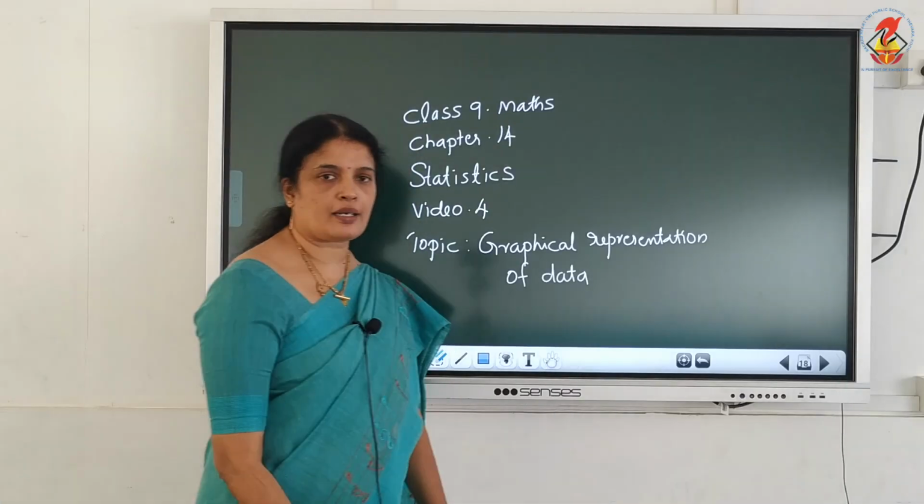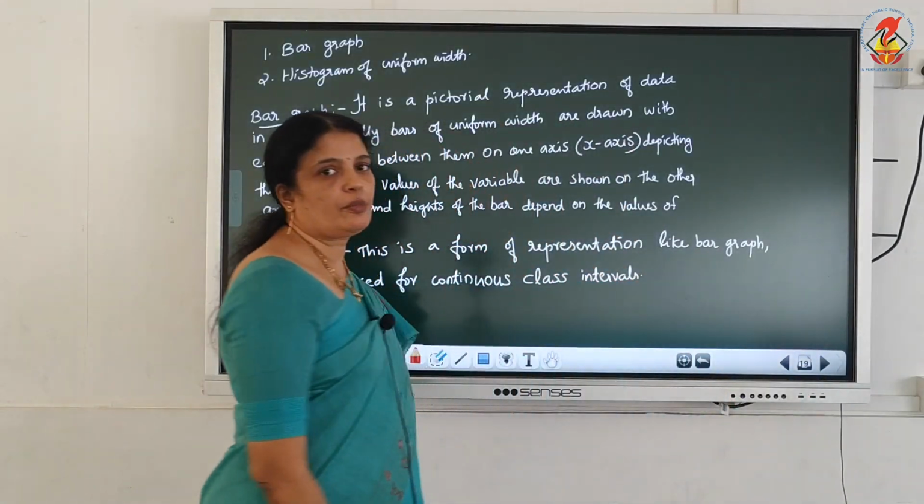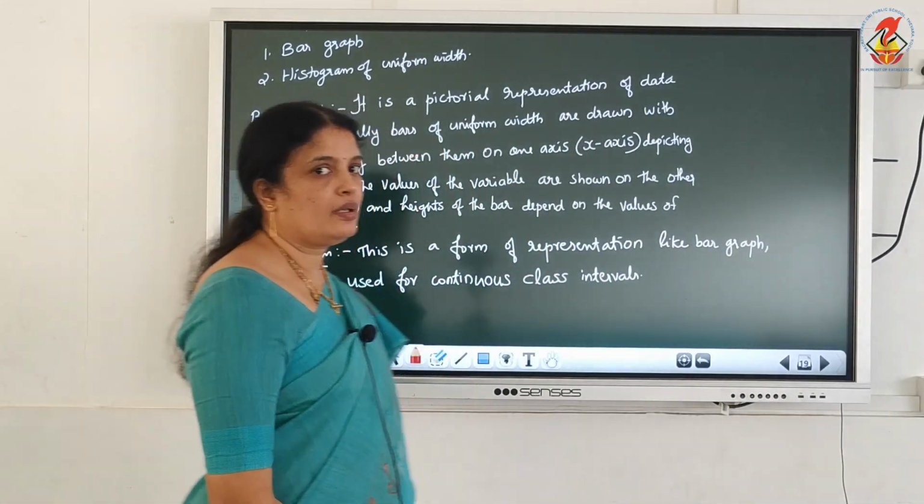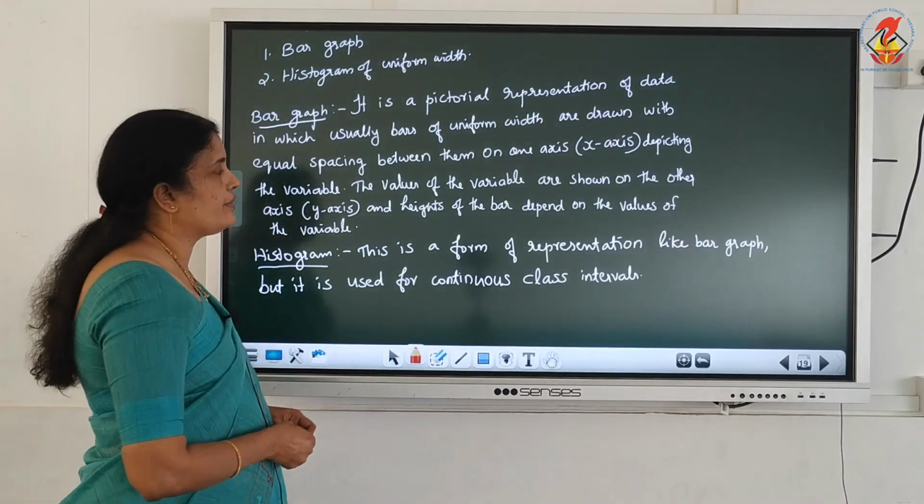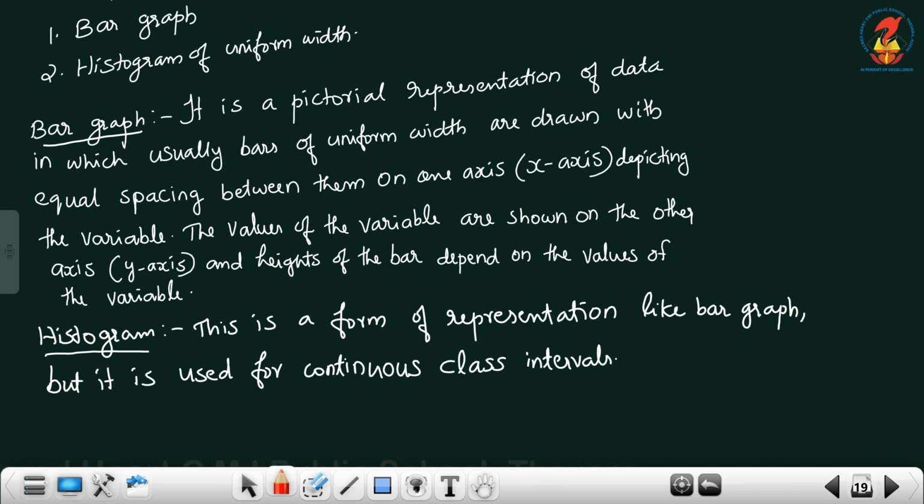Next topic, graphical representation of data. Can you remember the histogram and bar graph? Here the same thing. A bar graph is a pictorial representation of data in which usually bars of uniform width are drawn with equal spacing between them on one axis, x-axis or y-axis, depicting the variable. The values of the variable are shown on the other axis, that means y-axis, and heights of the bars depend on the values of the variable.